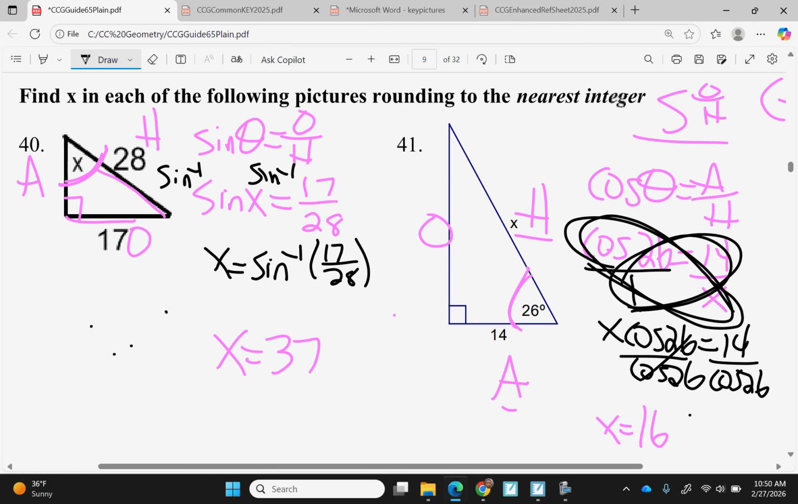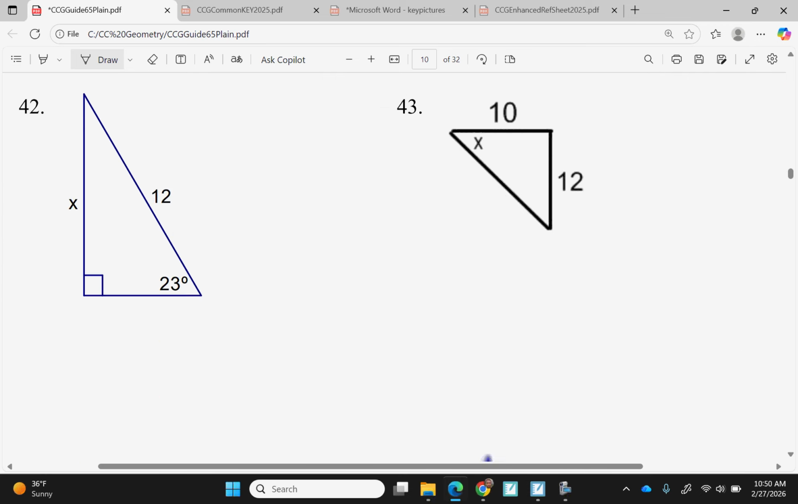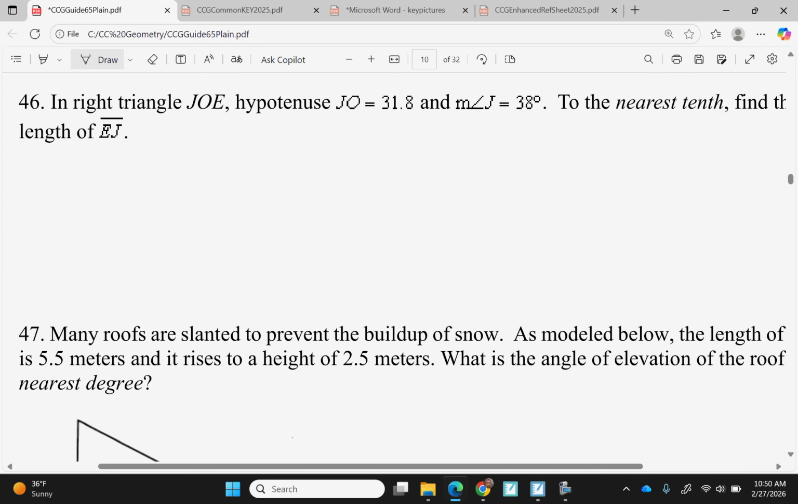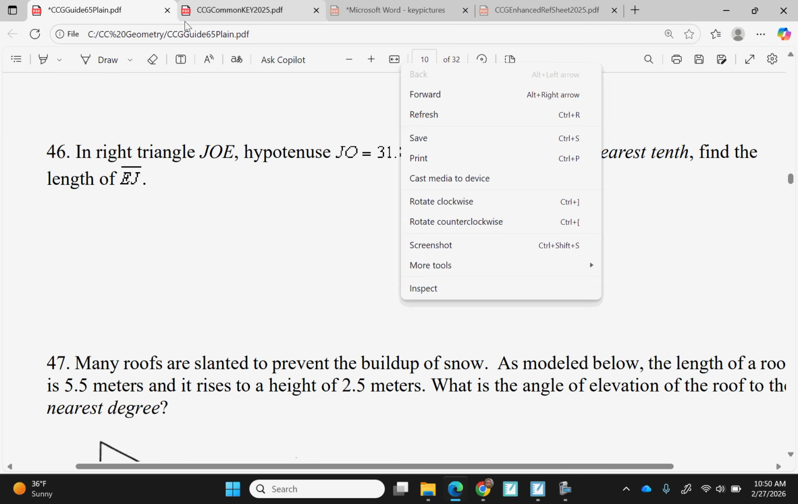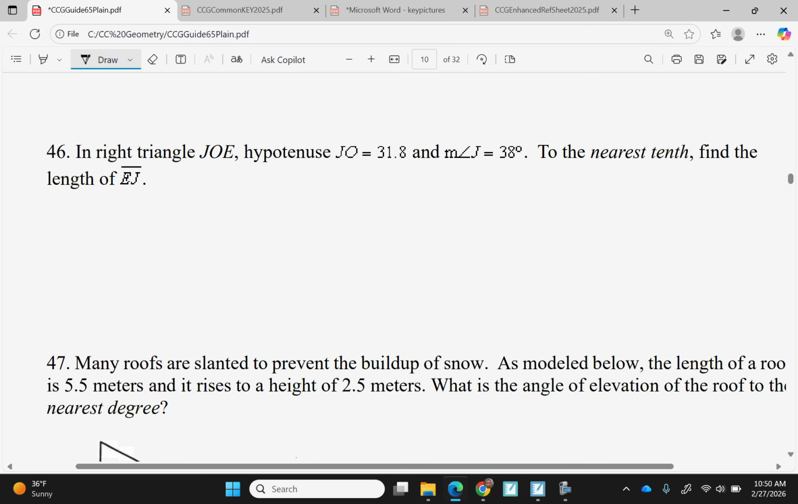You need to know how to do your SOHCAHTOA, so there's plenty of examples here. Then I go into some ones where you have to just kind of draw your own picture. I'll just draw the picture here. It's really not hard to draw. It says right triangle JOE.